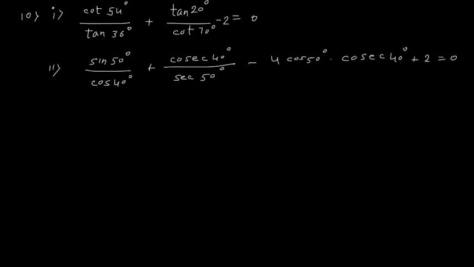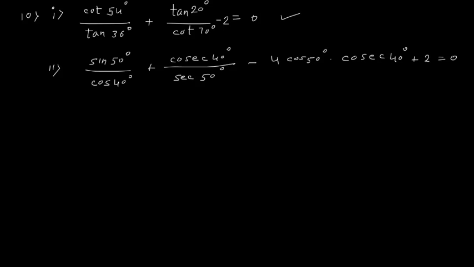And finally the 10th question. You have to prove that cot 54 upon tan 36 plus tan 20 upon cot 70 minus 2 is 0. So here again this cot 54 can be converted in tan 36. So tan 36 upon tan 36 is 1, plus this tan 20 I can convert in cot 70. So cot 70 upon cot 70 is 1. So this is 1 plus 1 minus 2. 1 plus 1 is 2, 2 minus 2 is 0. So this is how you can prove this statement.